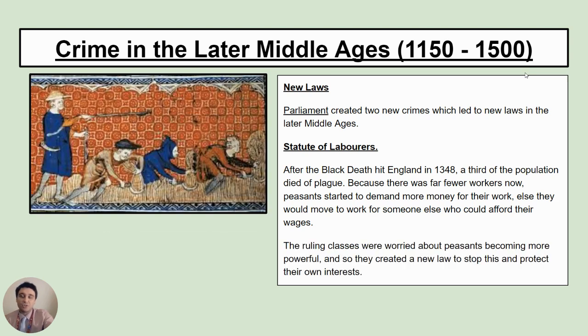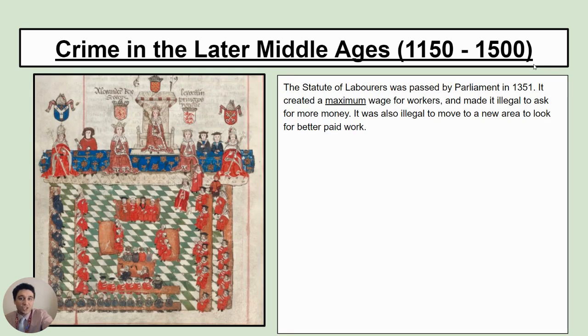As you can imagine, the ruling classes were terrified about this. They wanted to keep the peasants poor. They didn't want to pay more money to these people. They didn't want the peasants to start to become more powerful. And so the rich, which included the members of parliament, created a new law to stop this nonsense and to protect their own interests. That law was the Statute of Labourers. It was passed by Parliament in 1351.